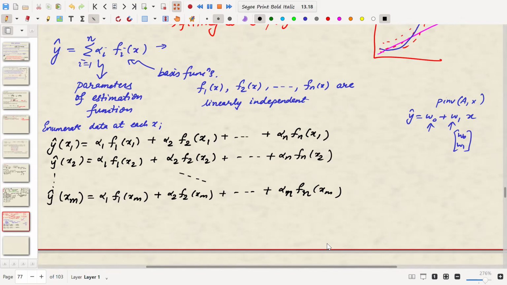What is our aim? Our aim is to find the alpha i's. F1 at x1, F1 at x2, y cap, and all this you know. All this is known to us. Now, can we write it as Ax equal to b kind of format? How can we write? Anyone? What should be the plan?